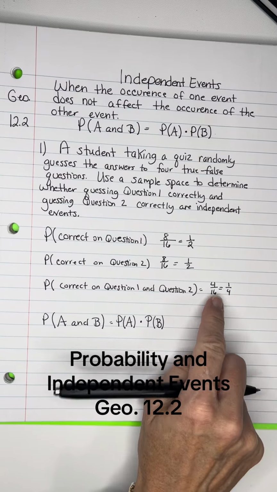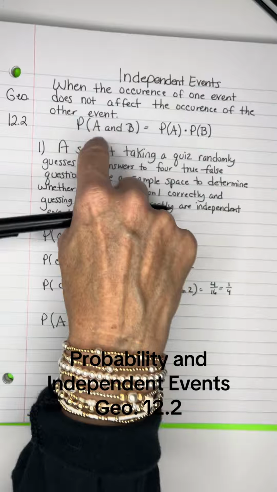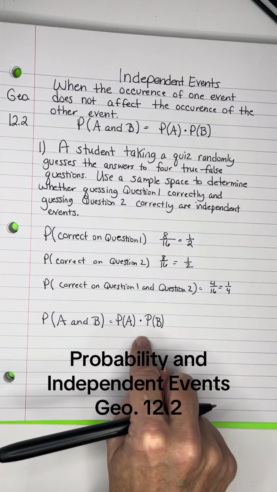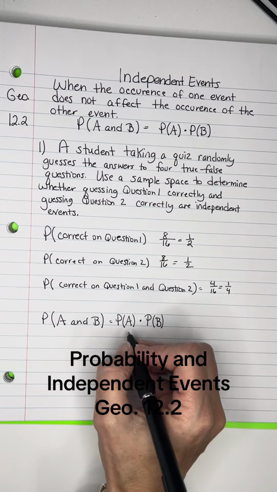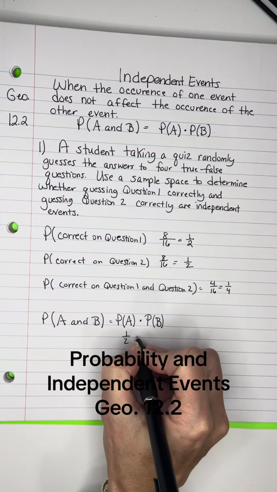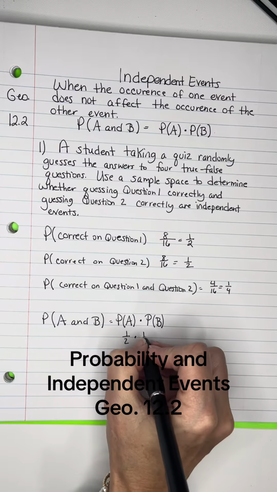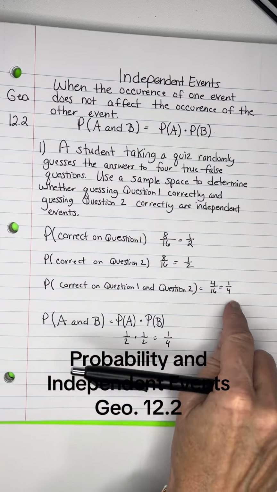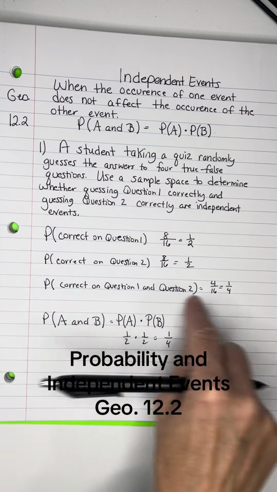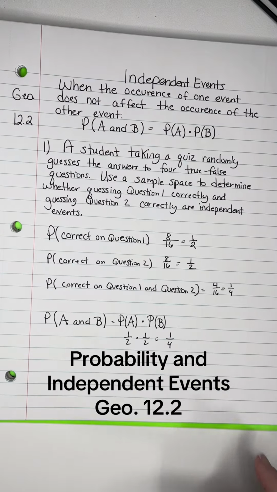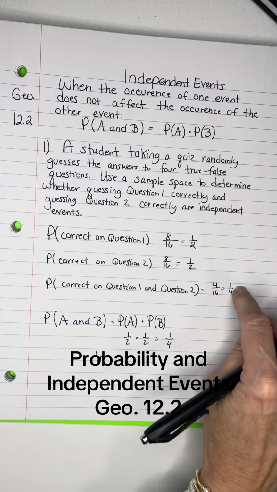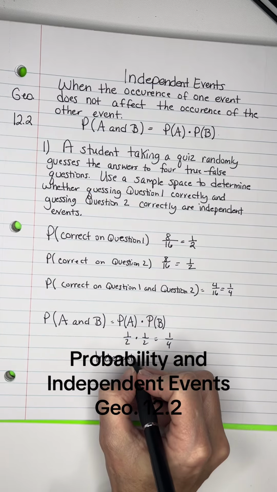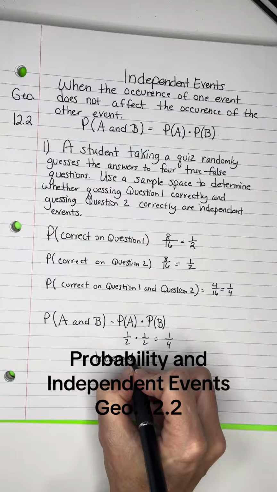Okay? Now, let's see. We said if I take the probability of A and multiply it by the probability of B, it would be an independent event. So the probability of A was 1/2. And if I multiply that by the probability of B, which is 1/2, I get 1/4. Okay? That is exactly what I got when I counted using the sample space. So that means that this, 1/4 and 1/4, is independent events. Yep, can't spell.